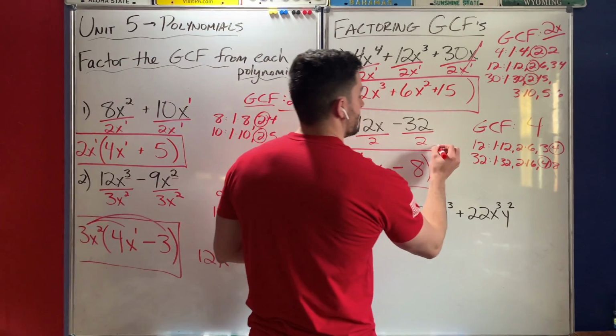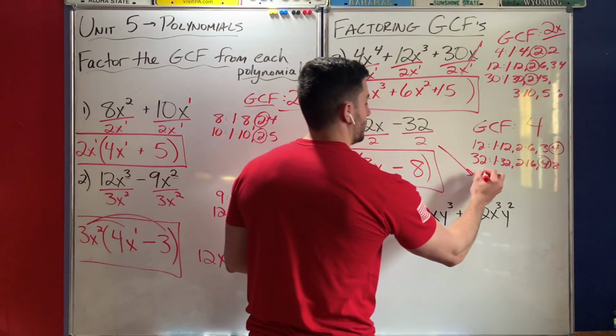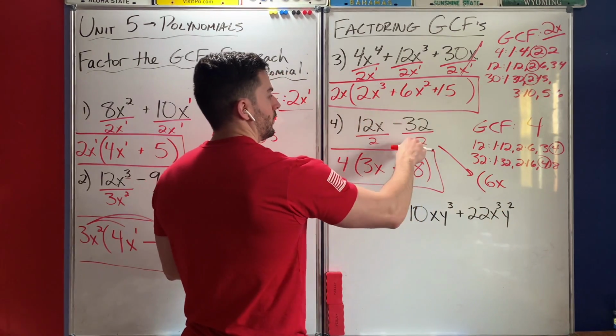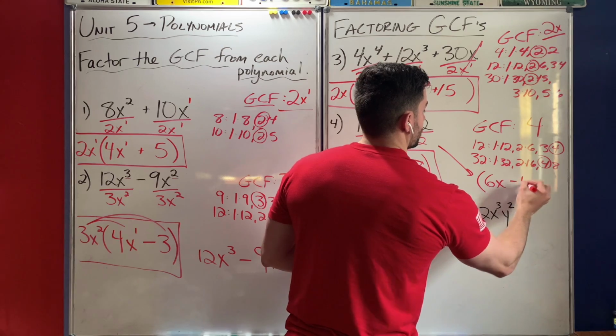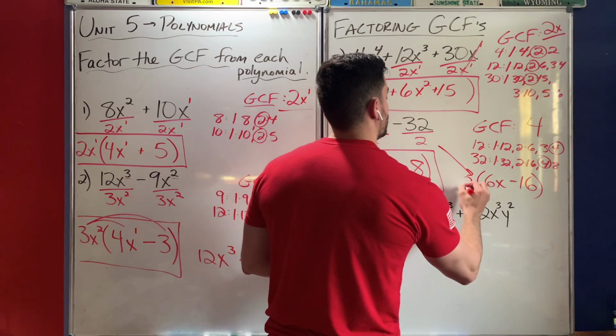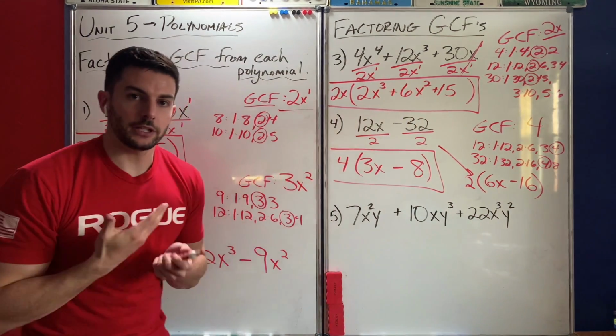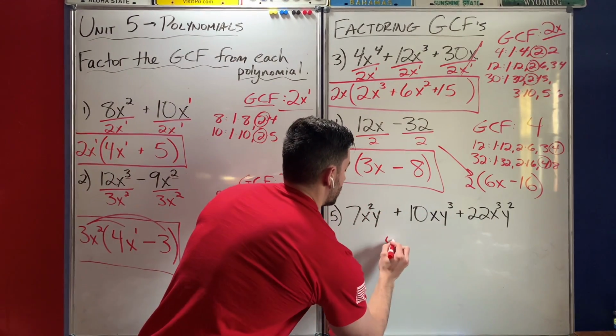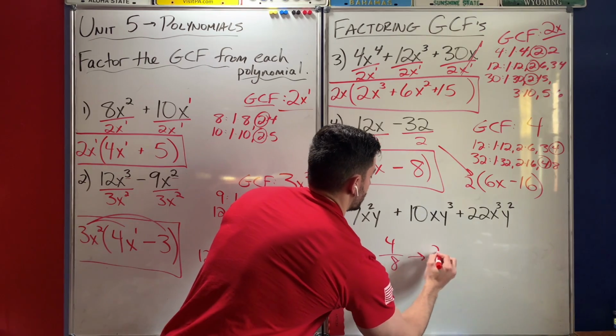So if you divided, look what you'd end up with. You'd end up with 12x divided by 2 is 6x. 32 divided by 2 would be 16, okay? And your 2 would be outside. It's almost like reducing a fraction, right? So like 4/8 reduces down to 2/4.